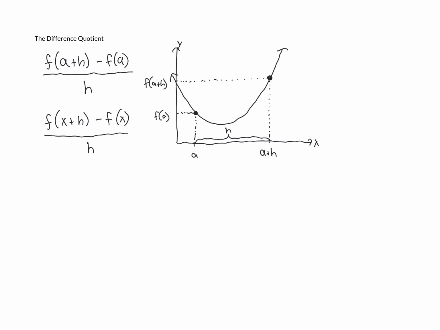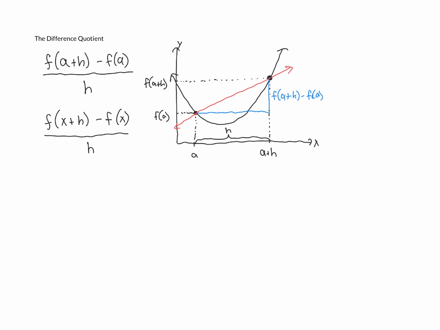If we were to actually draw in a little triangle here, this height would be the numerator, f of a plus h minus f of a. It's the difference of the y coordinates. And then the bottom would be h, the denominator, that change in the horizontal distance. You might already be recognizing that if we look at that quotient, that gives us the slope of the line that goes through those points. It's basically a more complicated way of writing rise over run.